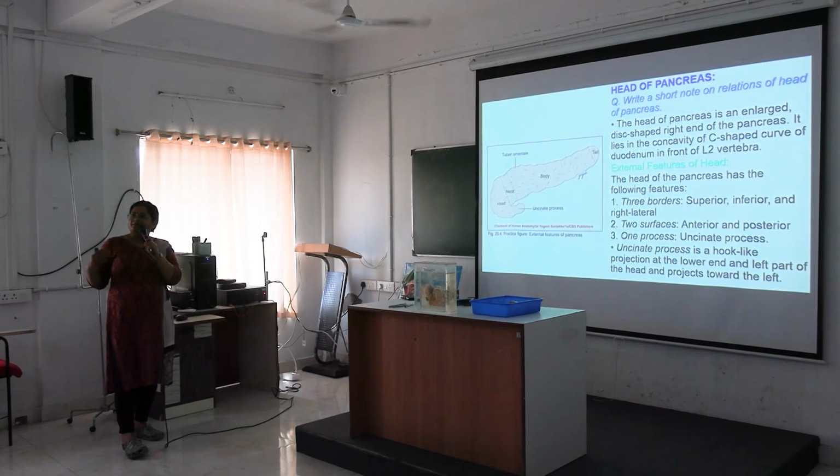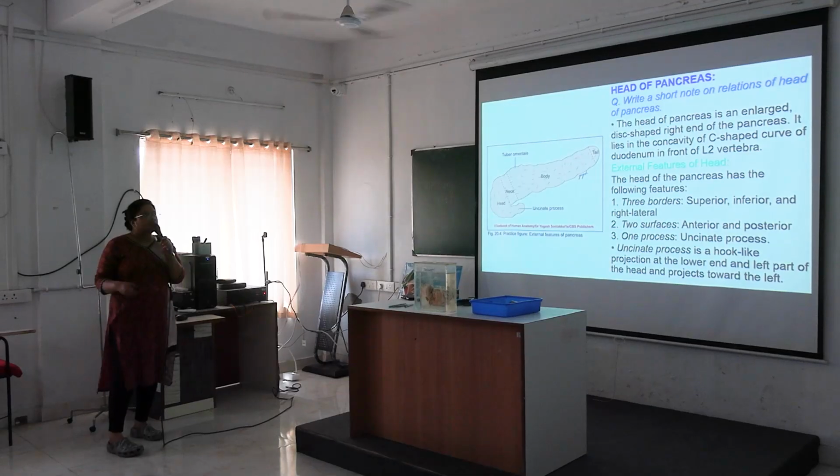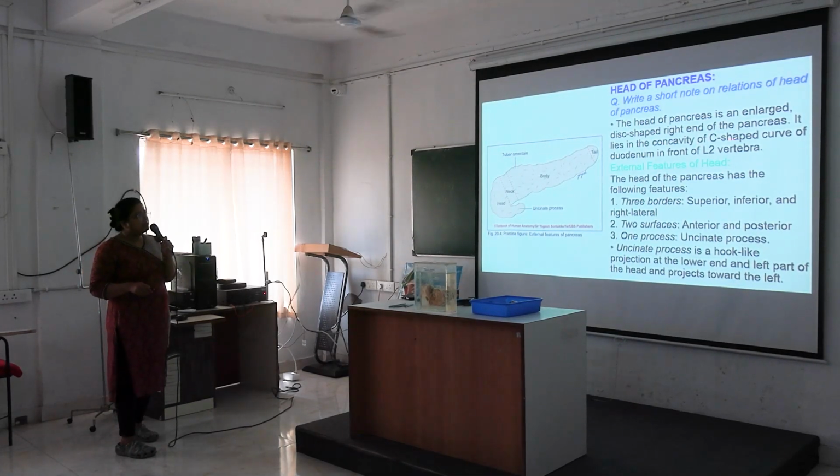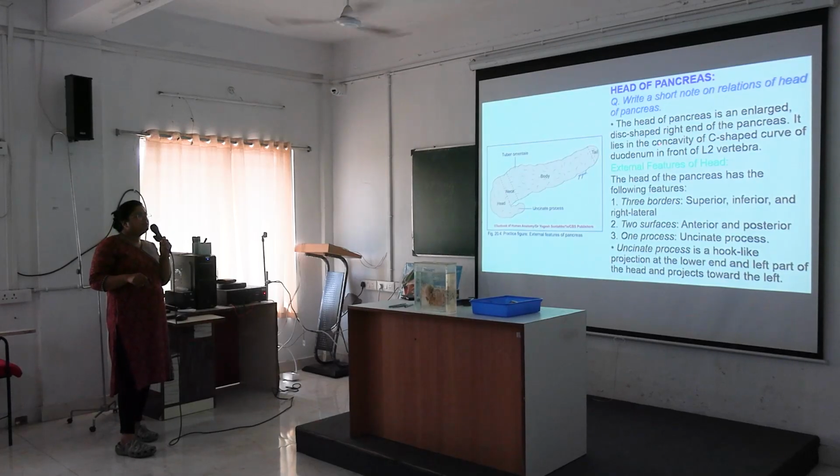The head is involved in different disease conditions mainly. Okay. So, the head of the pancreas is the enlarged disc-shaped right end of the pancreas. It lies in the concavity of the C-shaped curve of the duodenum.